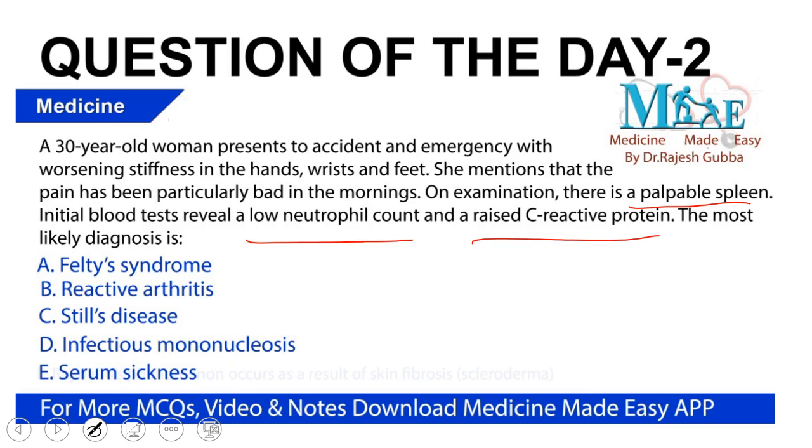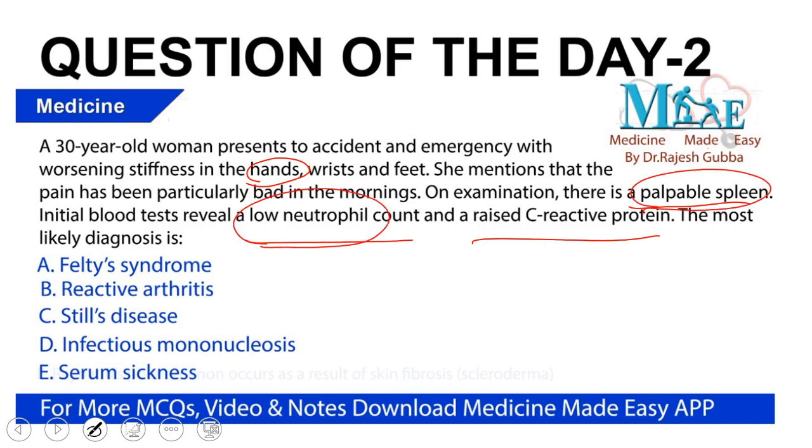The options are Felty's syndrome, reactive arthritis, Still's disease, infectious mononucleosis and serum sickness. Now in this question I will rule out each and every option and come to a conclusion which is the correct answer. Now if you take the clinical history, she is a middle-aged female and she is having pain as well as stiffness mainly within the small joints and particularly in the morning time.